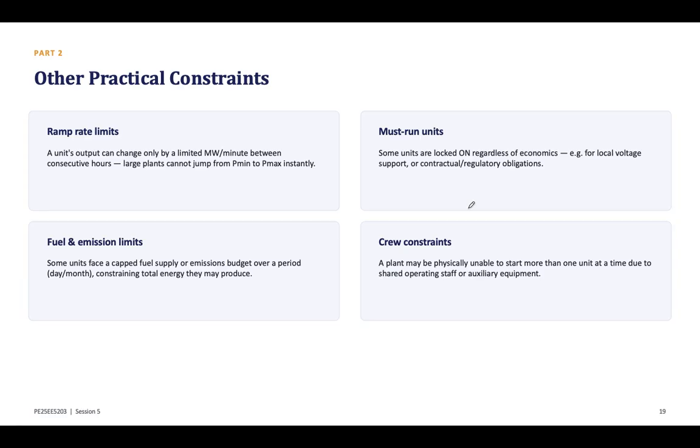Ramp limits interact strongly with commitment. Starting a unit may not immediately provide its full maximum capacity, and shutting it down may require a ramp-down trajectory. Modern unit commitment formulations can therefore model startup and shutdown power trajectories rather than treating the transition as instantaneous.